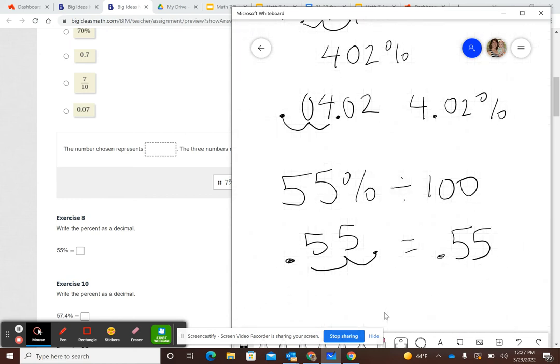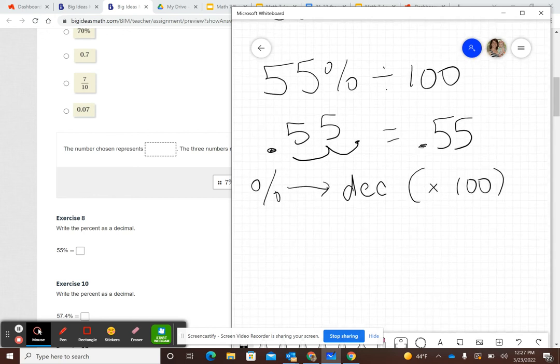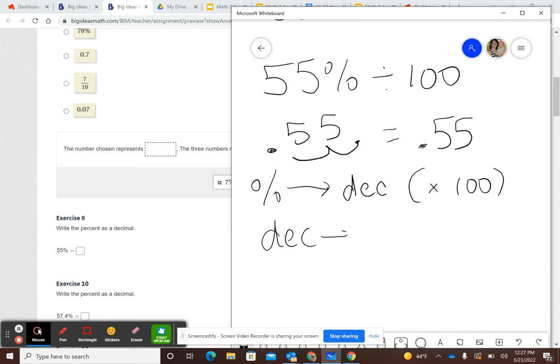So again, if you're going from percent to decimal, you're going to multiply by 100. If you're going from decimal to percentage, you're going to divide by 100. I hope this has been a helpful review on completing exercise 6.1.